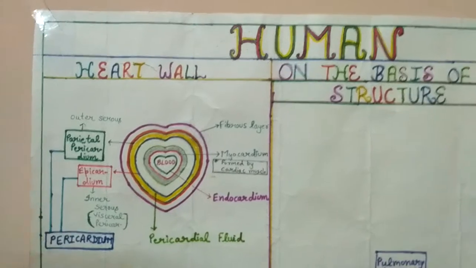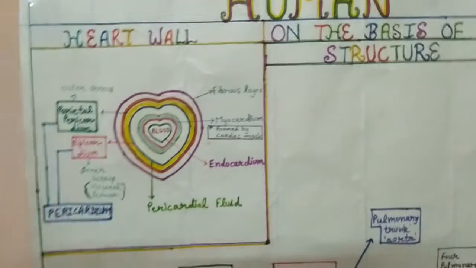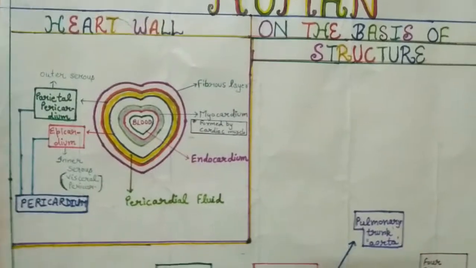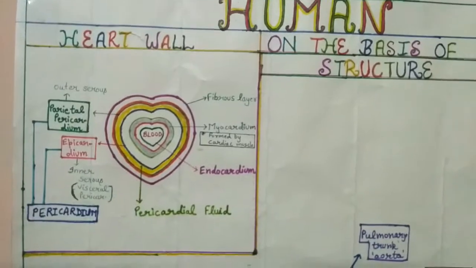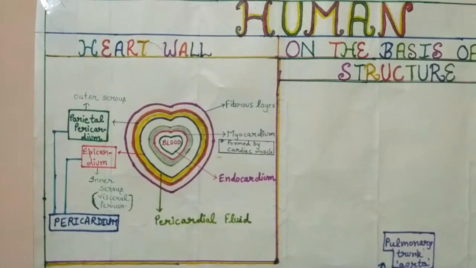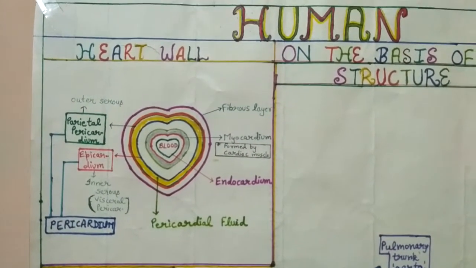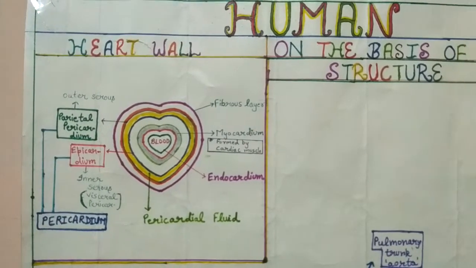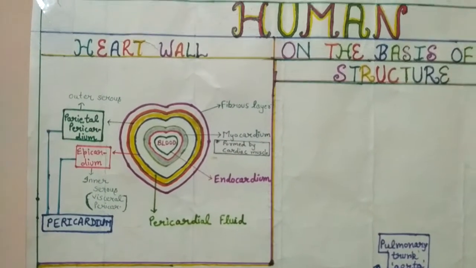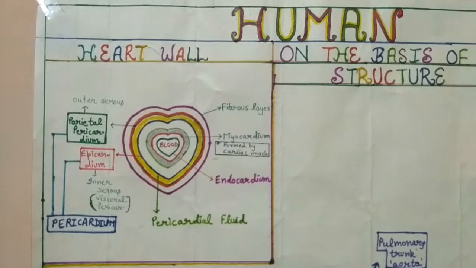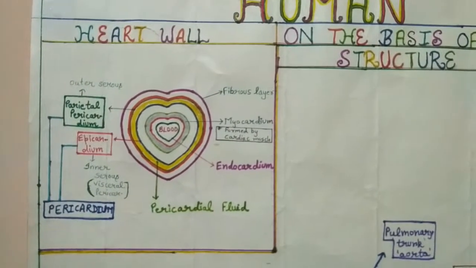Friends, first of all, we should know where the heart is situated inside the human body. As we all know, the human body has cavities. The upper cavity is known as the thoracic cavity and the lower cavity is known as the abdominal cavity. Both cavities are separated by the muscular diaphragm.